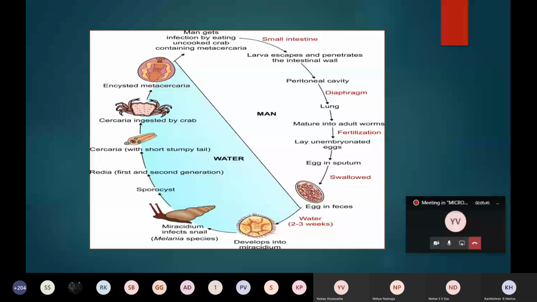Then in the crab, it gets encysted and forms the metacercarial larval stage. Man will acquire infection when he eats the uncooked crab having the metacercarial larval stage, and the cycle continues.